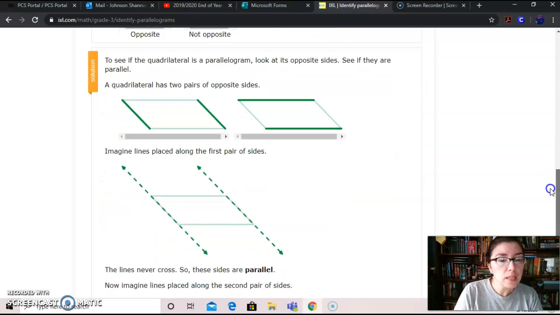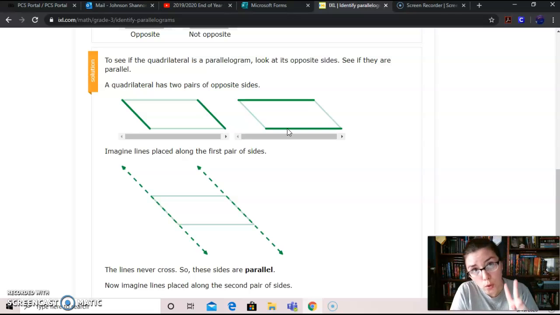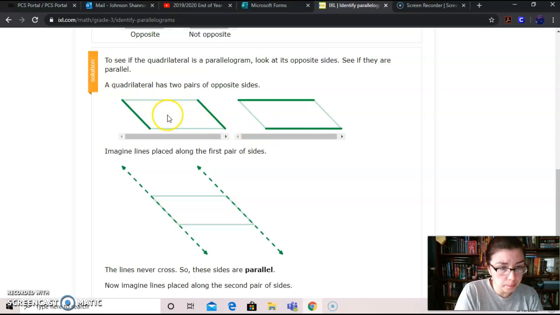Okay. So to see if the quadrilateral is a parallelogram, look at its opposite sides. See if they are parallel. A quadrilateral has two pairs of opposite sides. It's not enough just to have one set of parallel lines. It must have two. All right. Of opposite sides. It gets confusing with all the terminology, I know. Okay, so quadrilateral has two pairs of opposite sides. So we have one pair of opposite sides right here, and one pair right here.